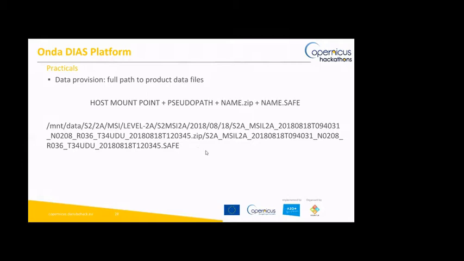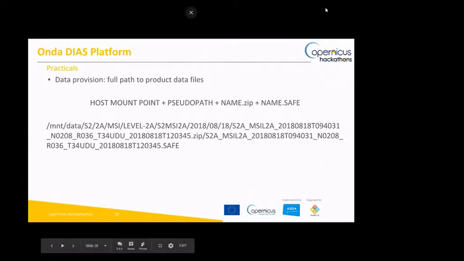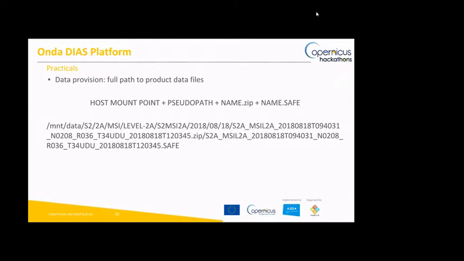Basically, in the virtual private server that you would be accessing, you would have the base data directory, which is called host mount point. Then you apply the pseudo path from the previous slide that you fetch from the response of the discovery server. Then you apply in the file system of Onda the name, if you remember from the previous slide, .zip. So it's the name of the package, which is the original package coming from the provider ESA. And then you apply the name plus .safe. .safe is the product family, the data specification product family of ESA.